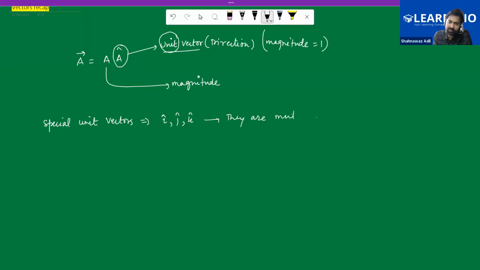Mutually perpendicular, right? And we can define any vector in the form of i, j, and k.